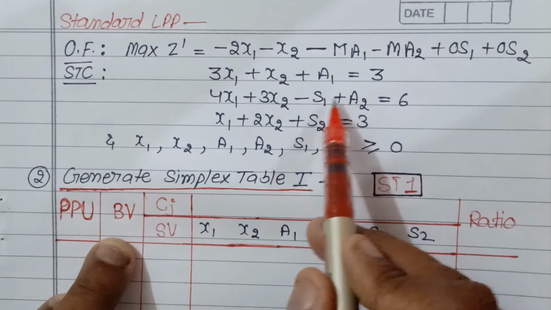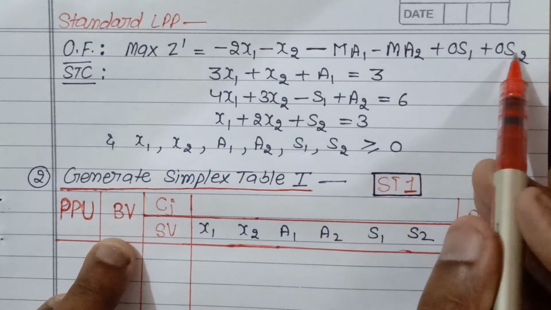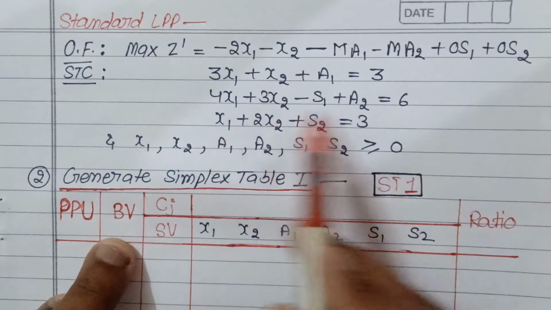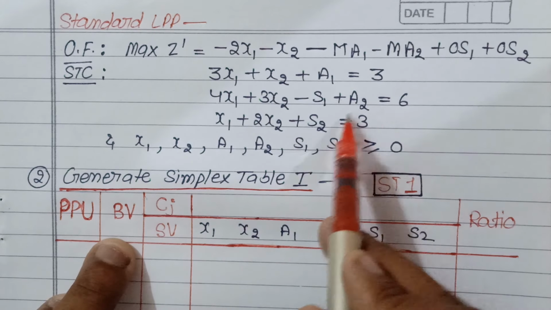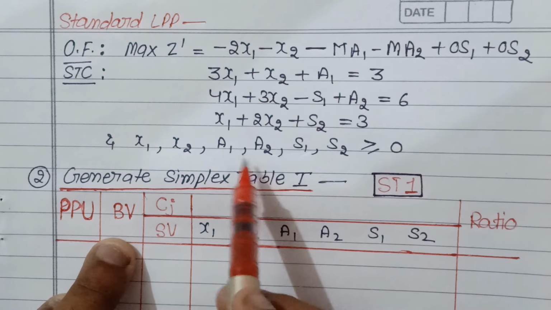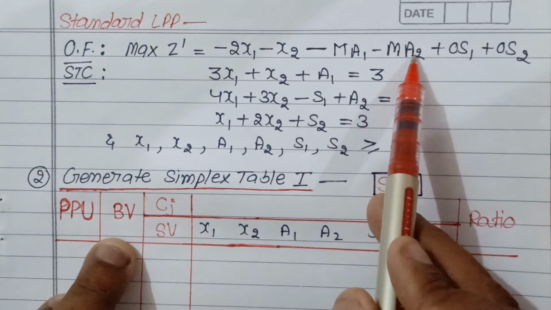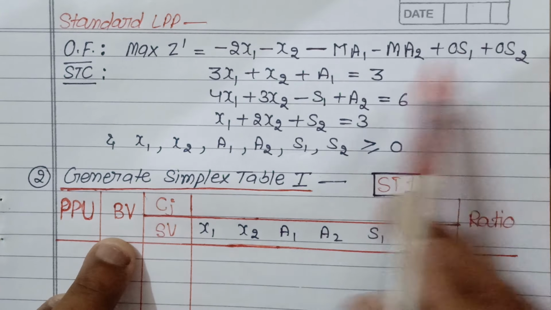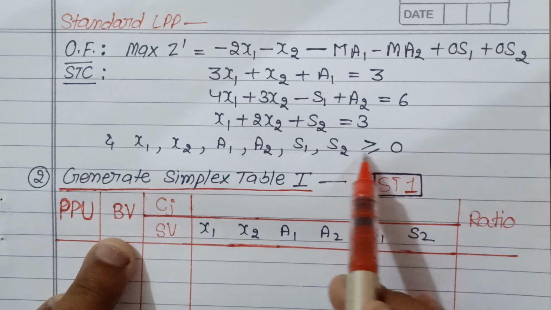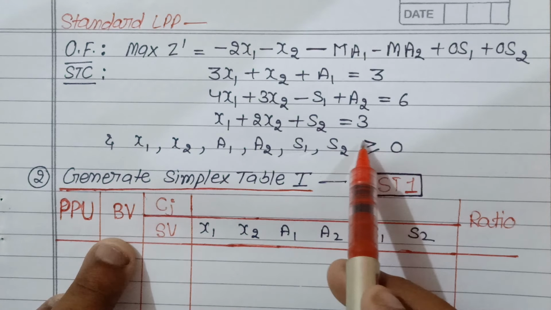Now there are two slack and surplus variables also, so this is S1 and this is S2. Both will always have a coefficient of 0. Now these are the three constraint equations which have been made into equal linear equations. You will see that in this objective function x1, x2, a1, a2, s1 and s2 are the 6 variables. So writing all these variables here and making the sign greater than or equal to 0, as all these variables are non-negative.